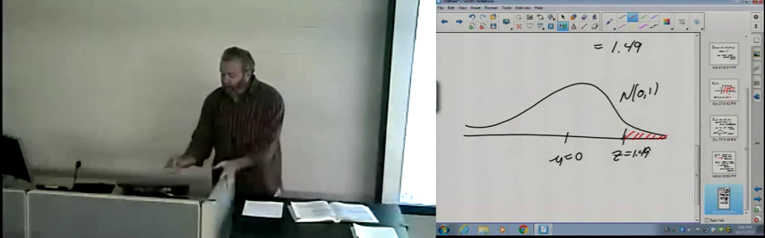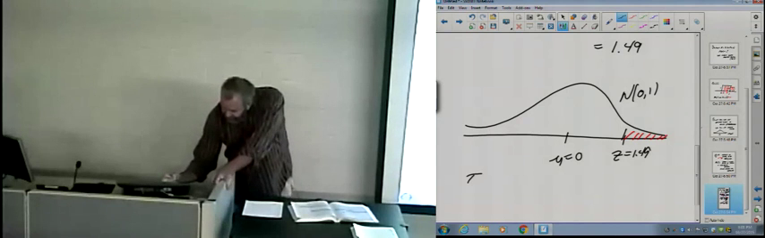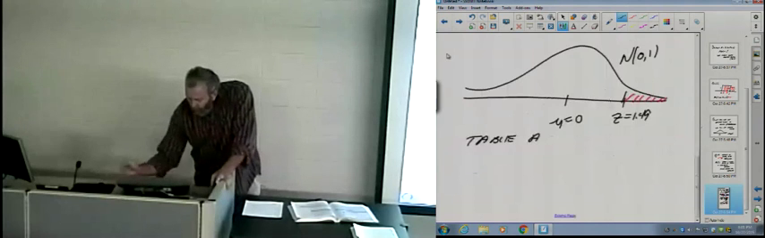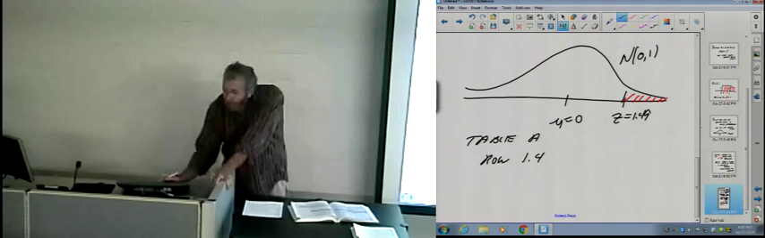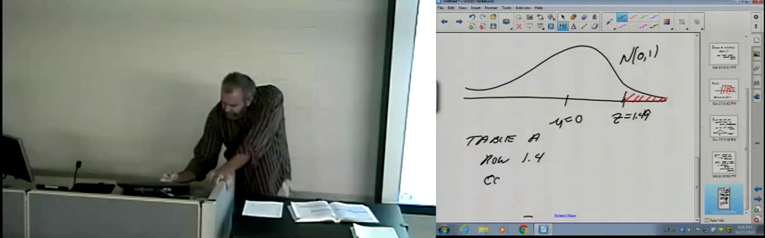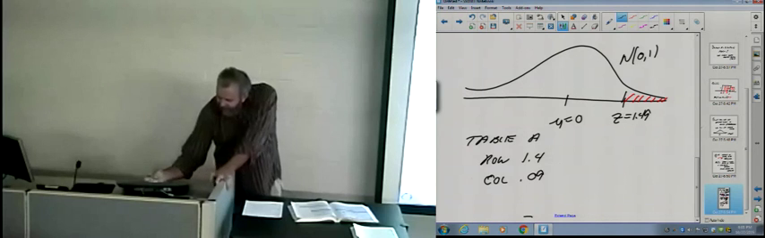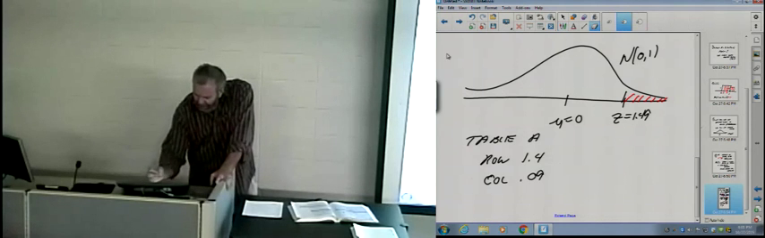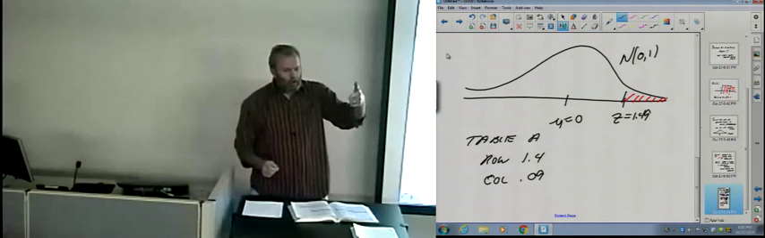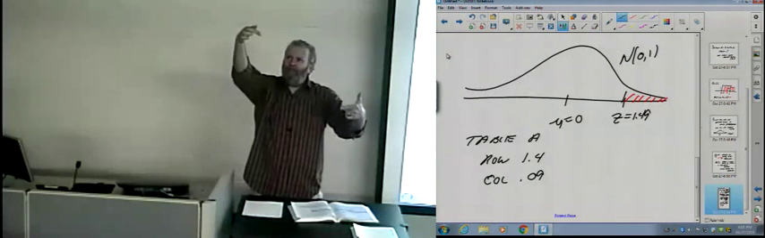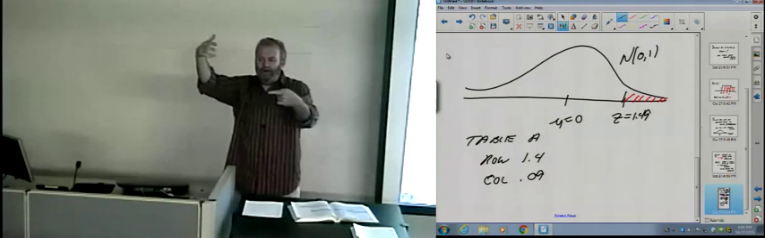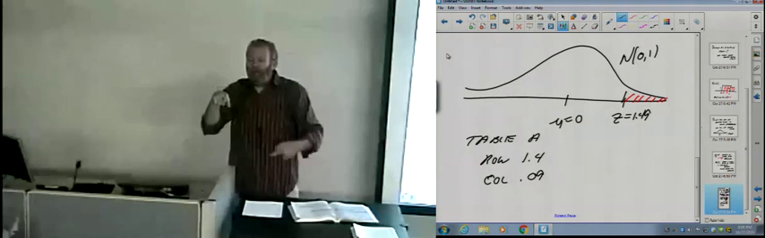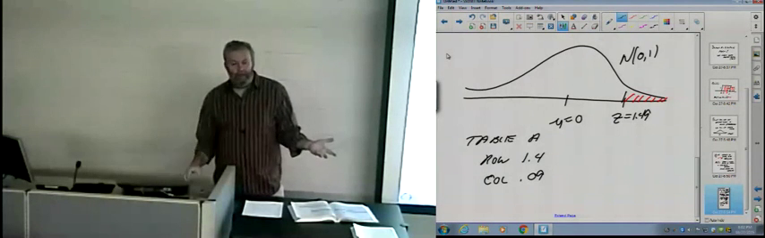Now you go to Table A. And in Table A, you're going to go to the row that is 1.4, and the column is 0.09. You're going to find the row that's 1.4. You're going to find the column that's 0.09 because that's making your z-score of 1.49. You're going to read across. You're going to read down. You're going to come to a number that's point something, something, something.